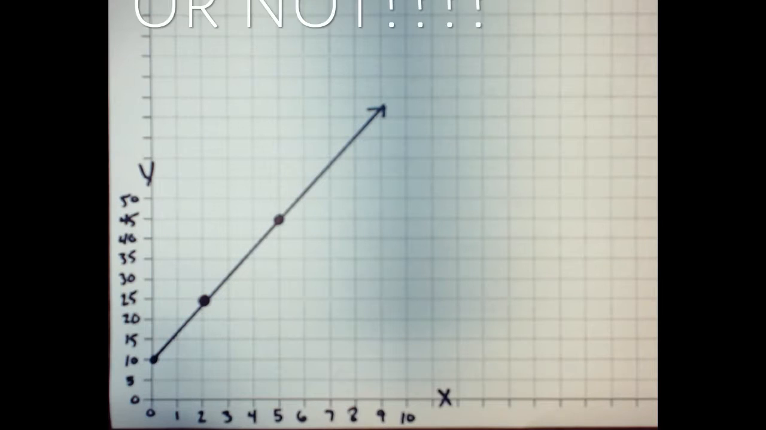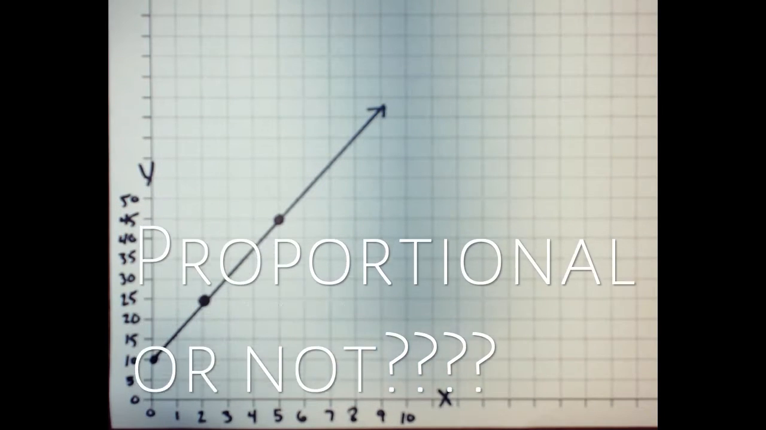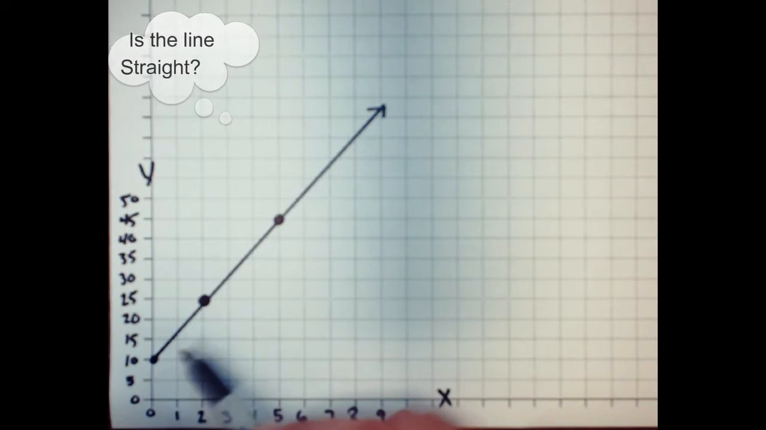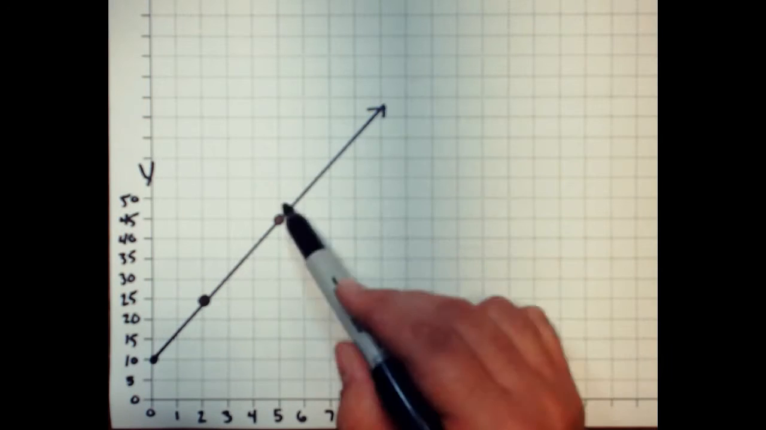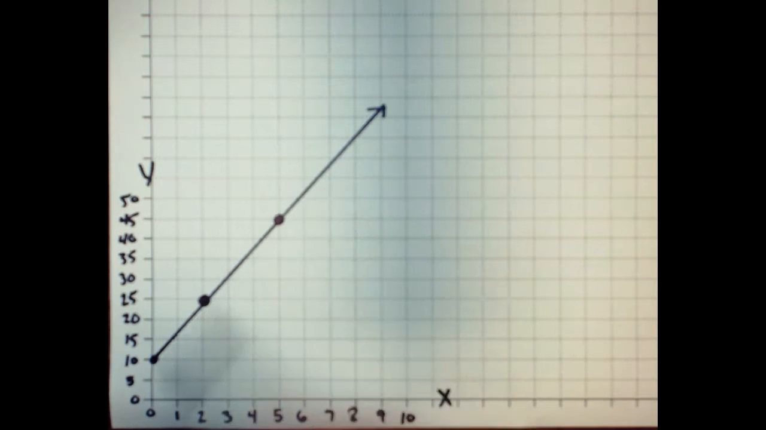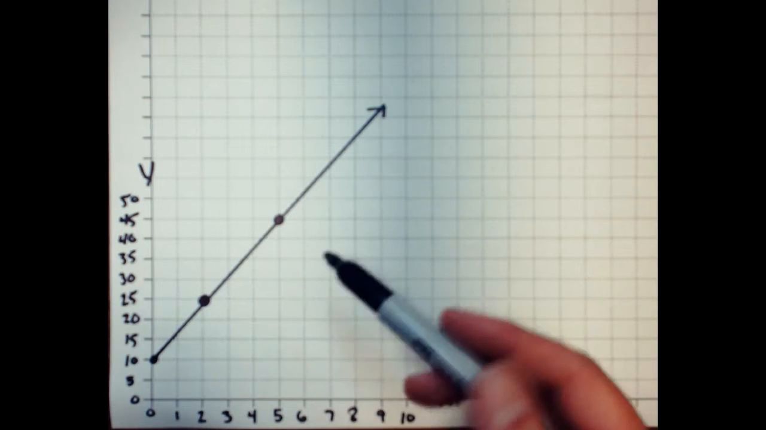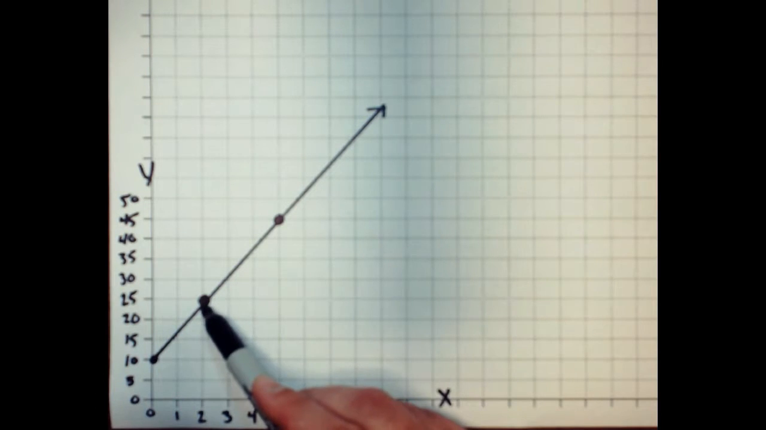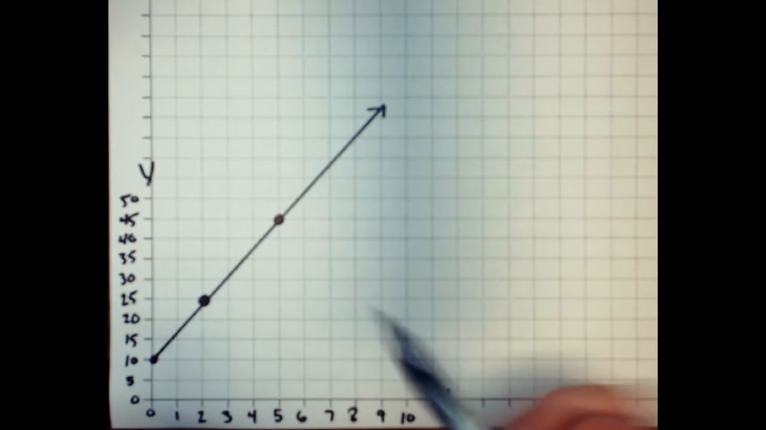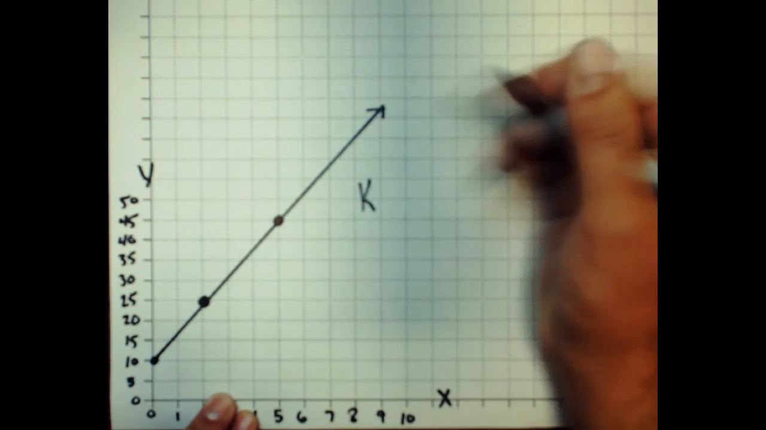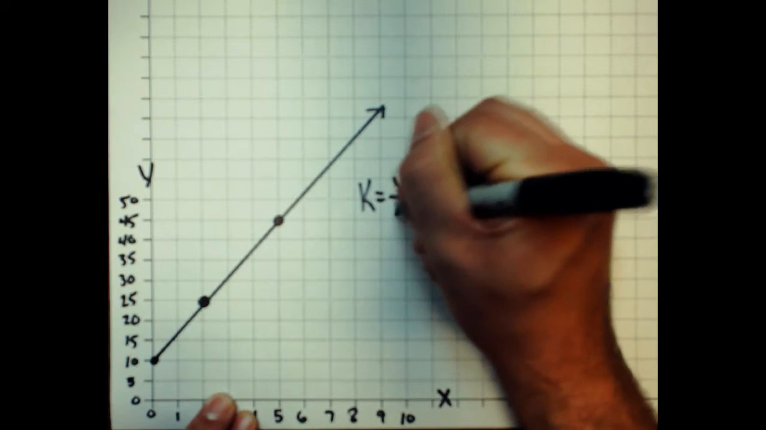Now here we have another graph, and we want to determine if this particular graph is a proportional relationship or not. Looking at it, it does go in almost a straight line, but it doesn't pass through the origin. So that's a heads up for us that this is probably not a proportional relationship, but we want to use a couple of test points to determine it. I highlighted two test points that we're going to use for our constant of proportionality equation. So we're going to use K equals Y divided by X.